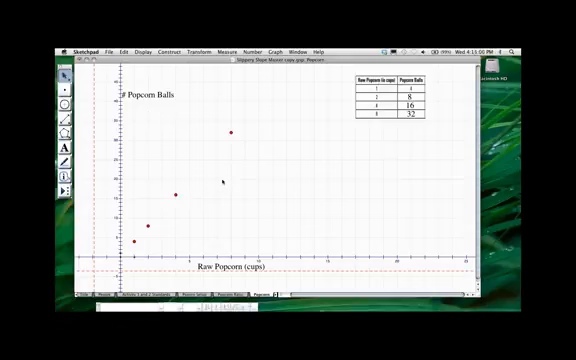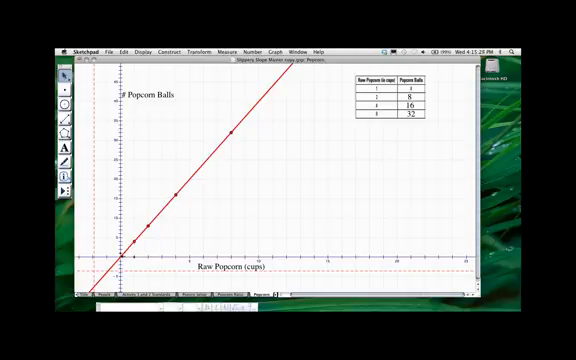And now I might want to think about the pattern these points make, and students might observe that they seem to lie on a straight line. And we can check that out by using the line tool. I'm going to connect 2 of my data points. And I can see that that line seems to go through all 4. So they do form a linear pattern.